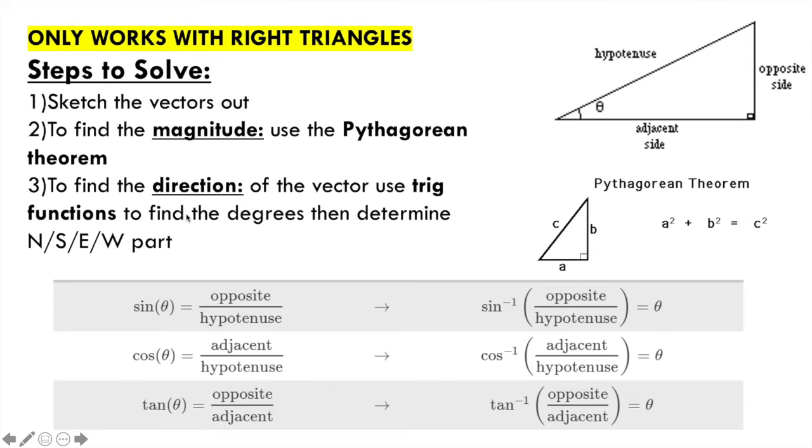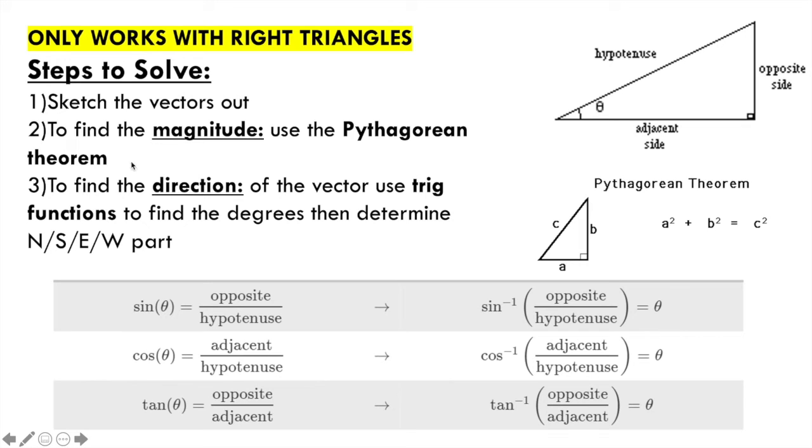So the steps to do this are, first and foremost, on every vector problem or things dealing with vectors, sketch it out. In physics in general, sketch out what's going on. You don't have to be super artsy with it. It's just arrows, all right? So you're going to sketch out the vectors. So if it says 5 meters east and 10 north, you're going to draw that.